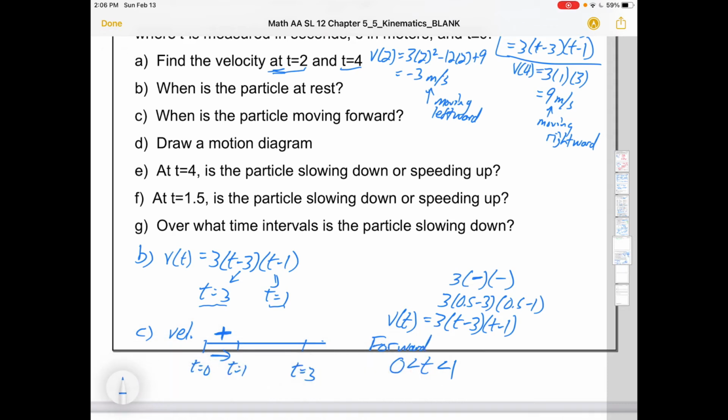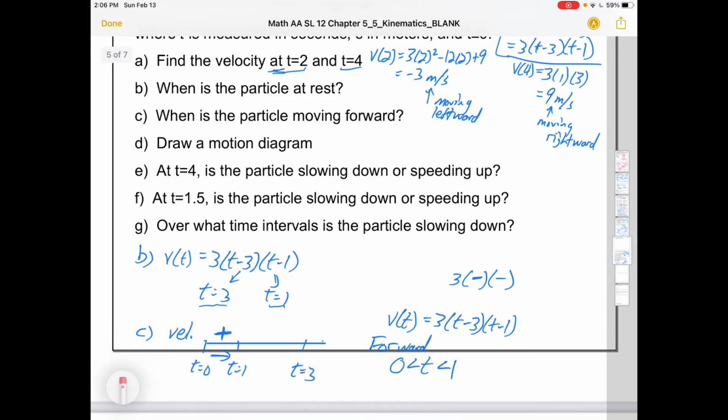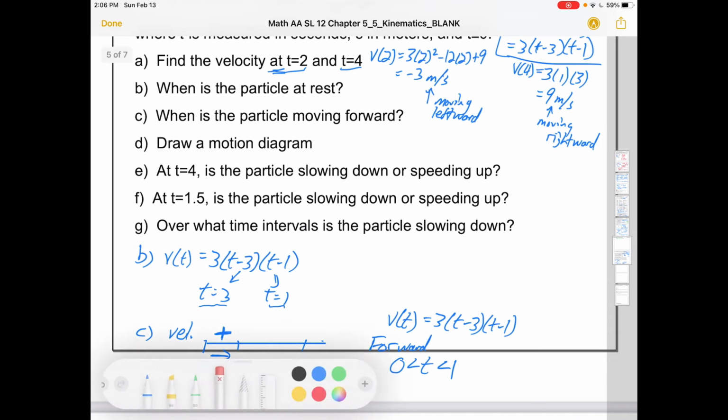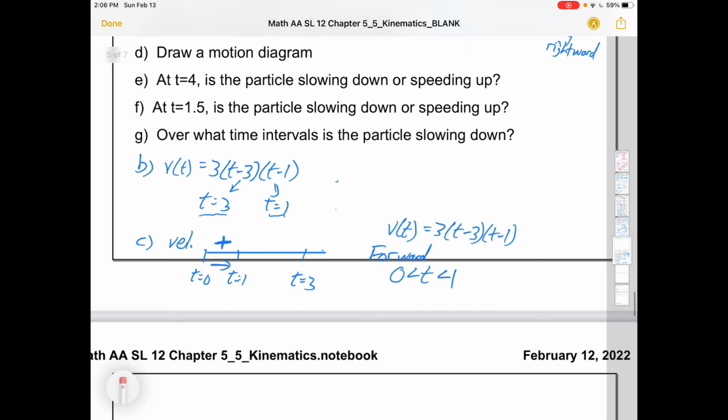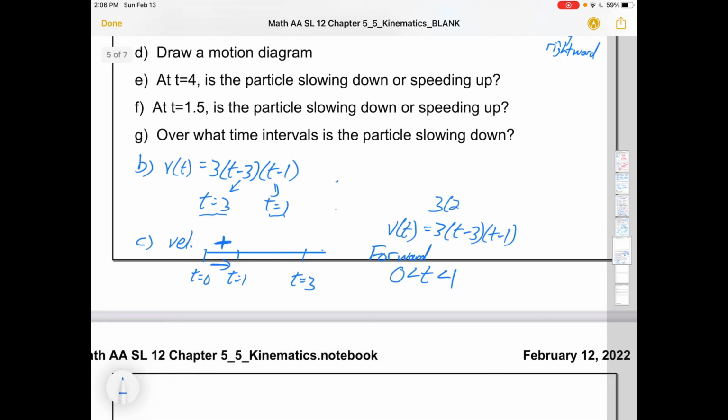Let's see. What if I took the same idea and I put in a number for t between 1 and 3? Probably put in 2. Let's see what happens then. So if I put in 2, I'd have 3 times 2 minus 3 and 2 minus 1, that would be 3 times a negative times a positive. Velocity would be negative, and we'd be moving backward.